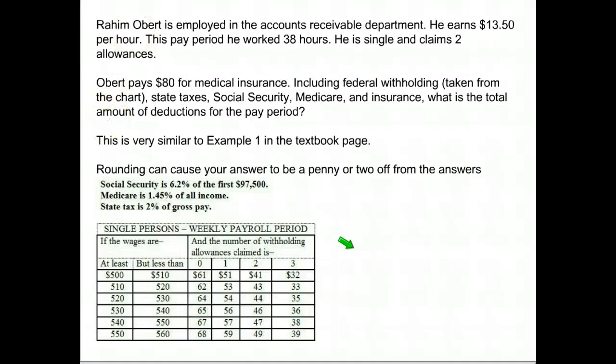Okay, we're going to do one more that is similar to that. So here's Rahim Obert. He is employed in the accounts receivable department and he receives $13.50 per hour. His pay period is 30 hours a week. He is single and claims 2 allowances. Now this part right here, single and claims 2 allowances, that is for our federal income tax table down here. That tells us where to go on that table.